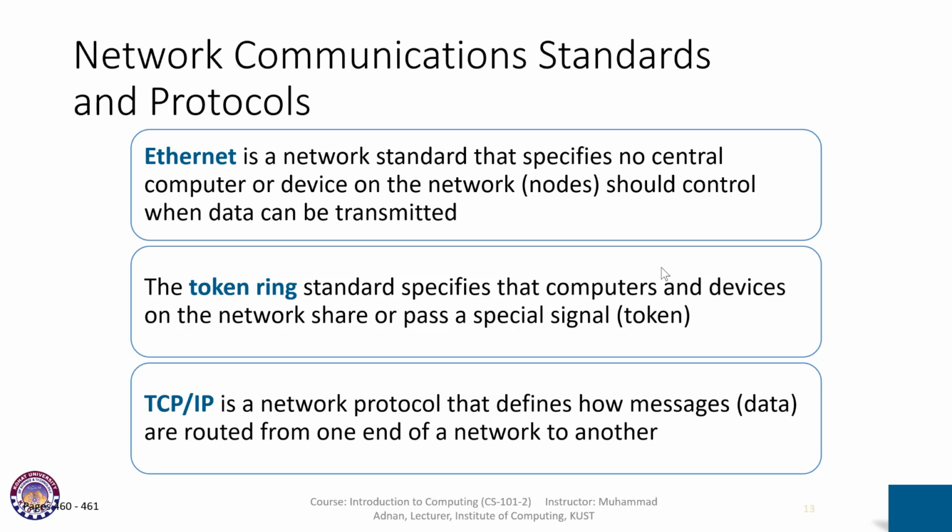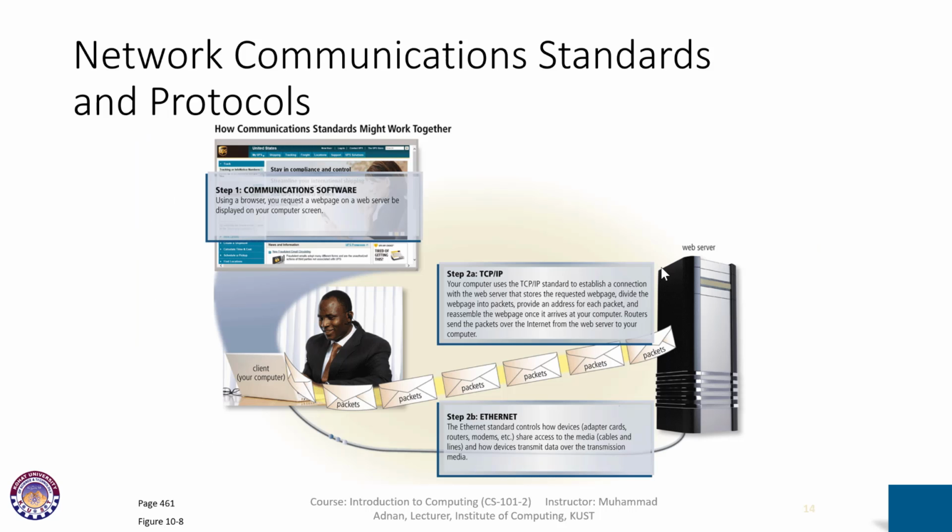And then we have a very common network protocol called Transmission Control Protocol. TCP/IP is a network protocol that defines how messages, called data, are routed from one end of the network to another. So here you can see the process of how communication standards might work together. In step number 1, we have a communication software such as a browser. You request a web page on a web server to be displayed on a computer screen. So the web browser is a communication software, and then the data travels from the client computer to the server computer in the form of packets. So you might have thousands of packets.